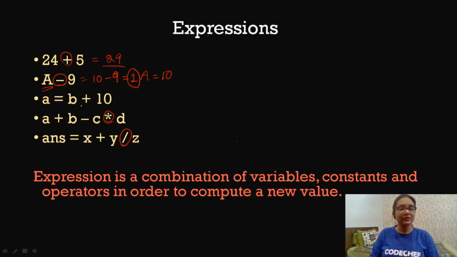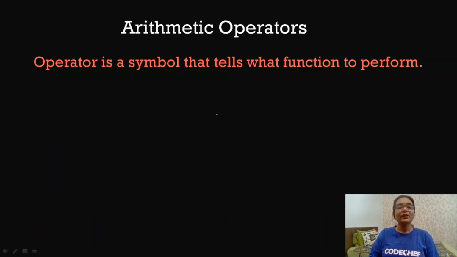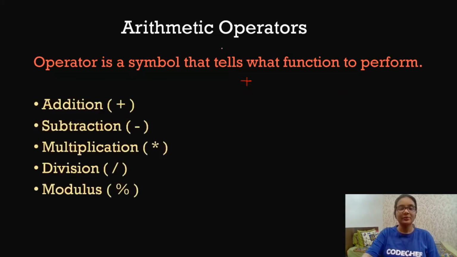Now here I have introduced you to operators, so let us talk more about operators. An operator is a symbol that tells what function is to be performed. Suppose our operator is a plus operator. It tells us that addition has to be performed. Now this is predefined already. There are 5 types of arithmetic operators: addition, subtraction, multiplication, division, and modulus. The first 4 operators you are already familiar with, I hope, because everybody has studied mathematics. But maybe the modulus operator is a new one for you.